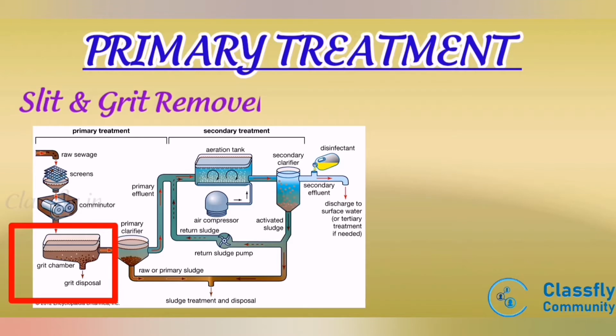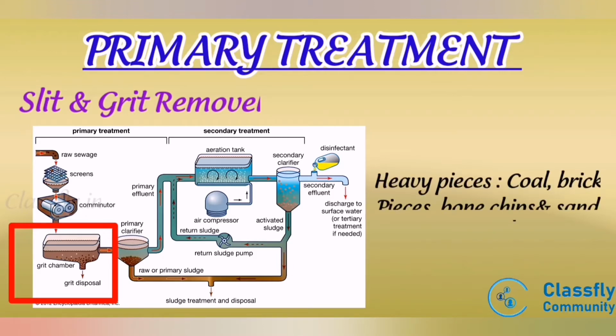Silt and grit removal means in this process water is passed through a channel in a grit chamber. Water flows slowly in the chamber, that is around 20 meters per minute. As a result of this, silt and grit particles, that is heavy pieces like coal particles, brick pieces, bone chips and sand, being heavy, settle down at the bottom of the chamber.